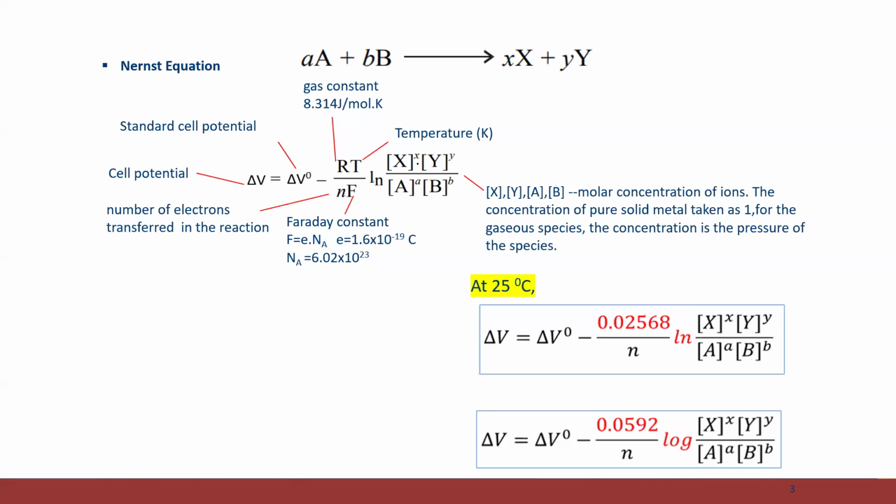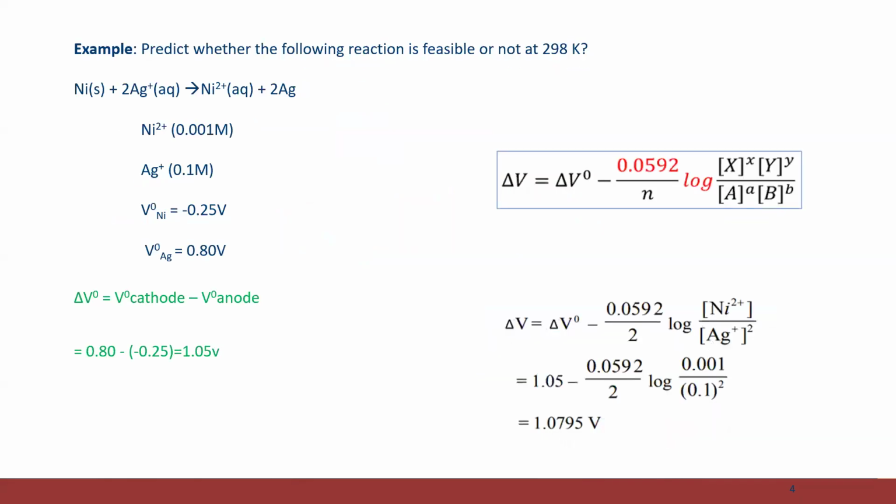Okay, so can I move to an example? So let's do an example. In this example, they are saying, predict whether the following reaction is feasible or not. If it is feasible, your delta V should always be a positive value. So you can find the delta V, and if the delta V is a positive value, then we can say the reaction is feasible. That's how we check whether the reaction is feasible or not.